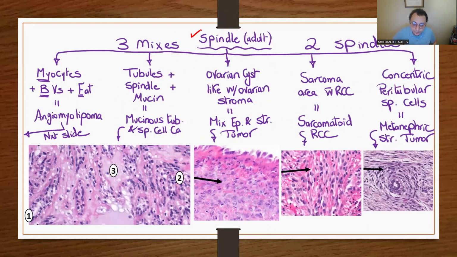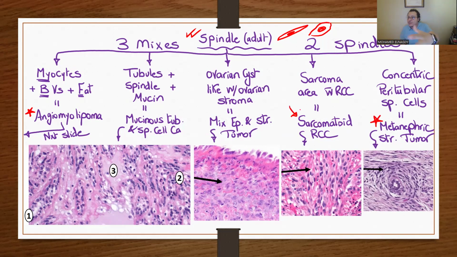Here is the spindle. So spindle means that you see spindle cells, which look like this. Sometimes the spindle cells might look a little plumpy, like it looks a little bit like this, but they are still considered spindle. They're called spindle epithelioid cells, or kind of like this. So for spindles, the two key tumors that you have to know by heart are this one and, for the adults, that one.